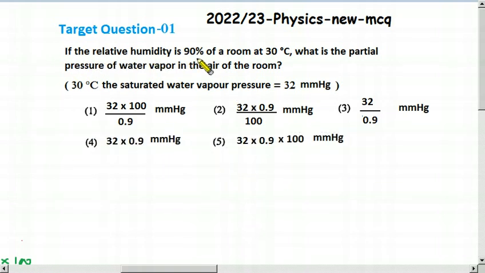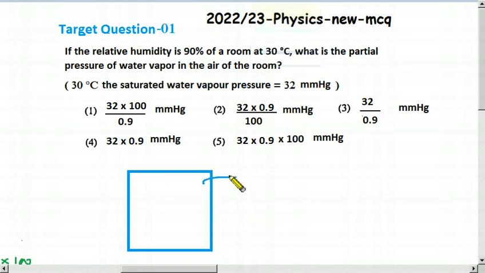If the relative humidity is 90% of a room at 30 centigrade degrees, what is the partial pressure of water vapor in the air of the room? Here the relative humidity is given as 90%. The temperature is given, 30. What is the partial pressure? Partial pressure is simple P. That is what they want us to find out.